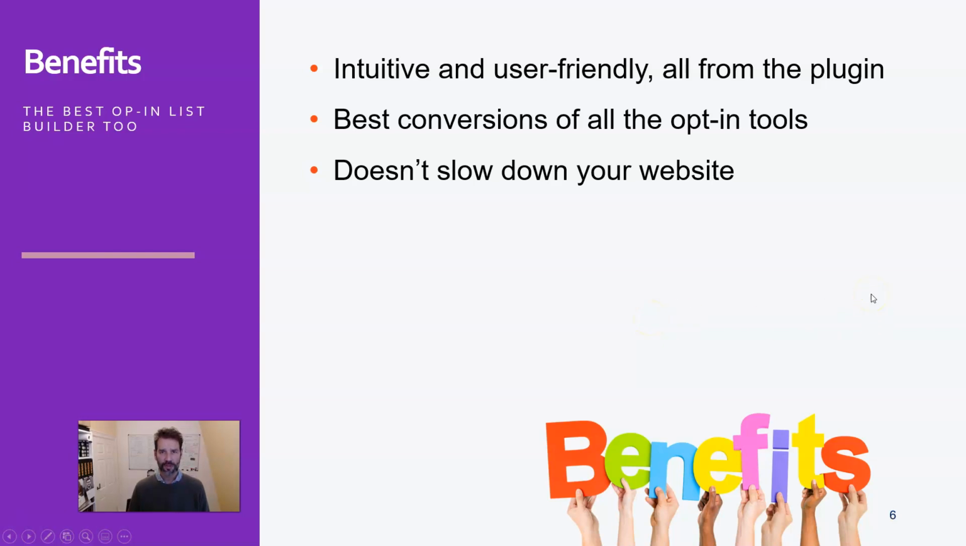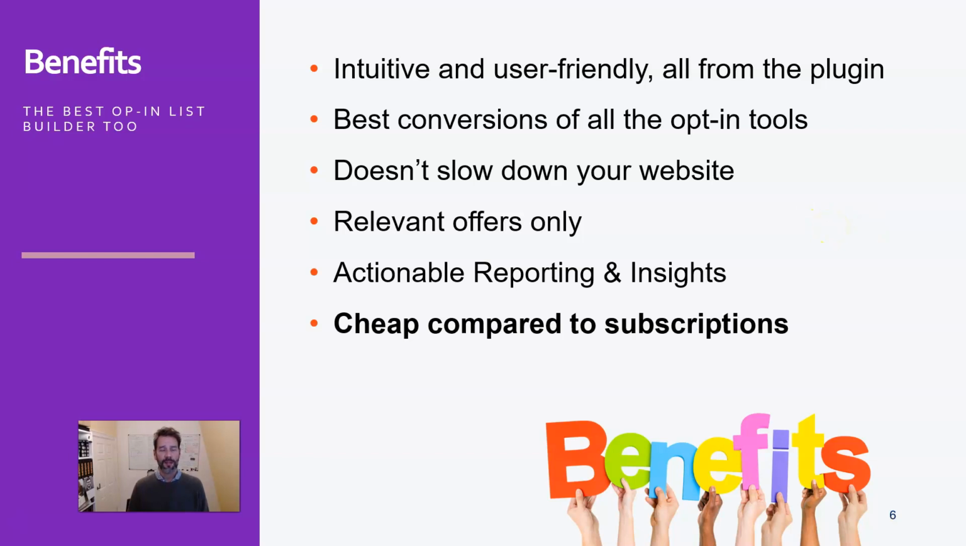Since it's WordPress, you should be careful that it doesn't slow down your website, which, luckily, it doesn't. And you can have relevant offers only for specific audiences. So the advanced targeting and advanced displaying that I talked about earlier, you can use to offer relevant stuff only to the customer or visitor at hand. They offer actionable reporting and insights, not only for A/B testing but also in general for your conversion rates. You can just dive in and act upon them.